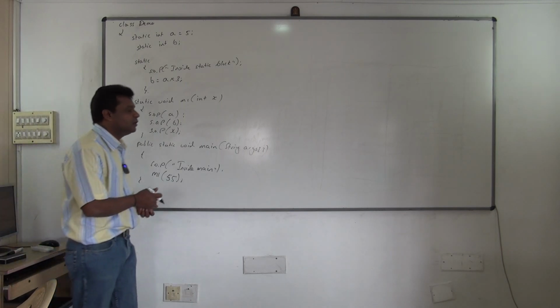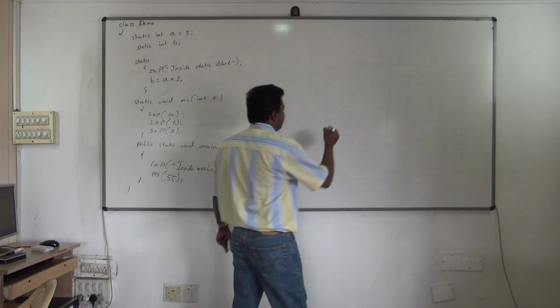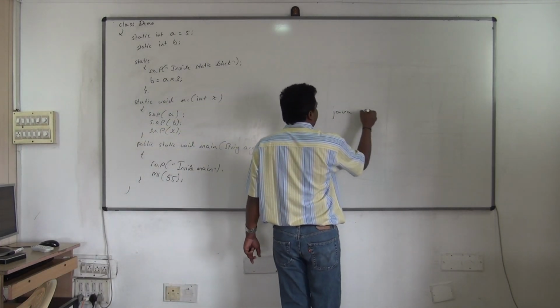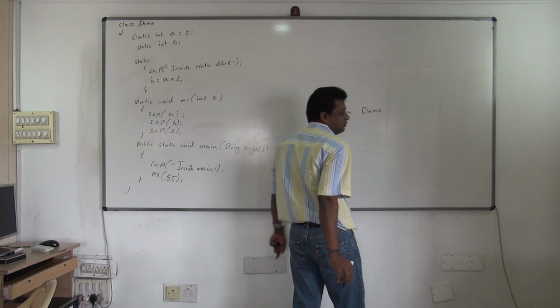Look at the members. Now you compile. You know how to compile. Now I'll execute the program, and I say java demo. Can you predict what is the output now?